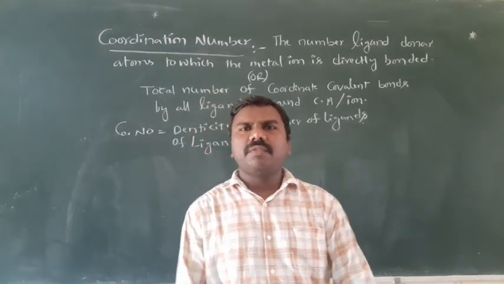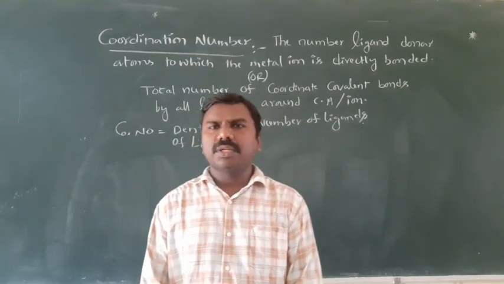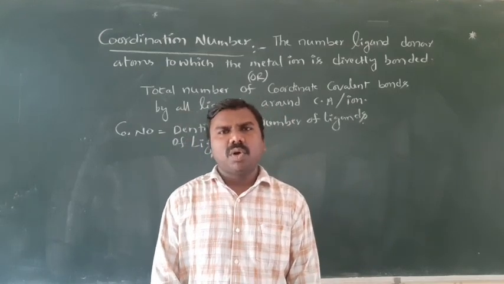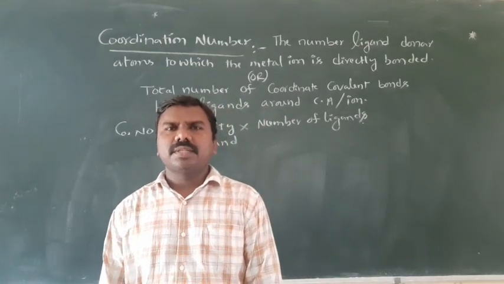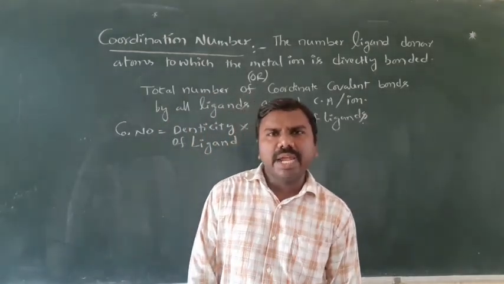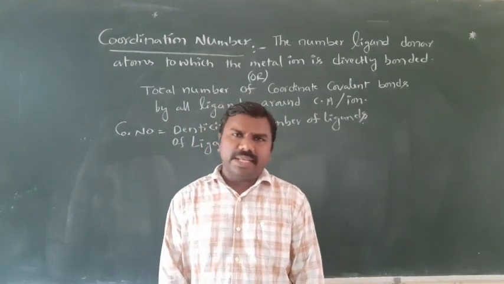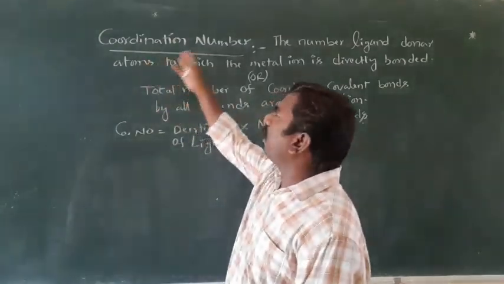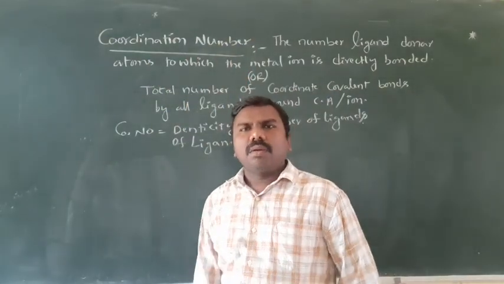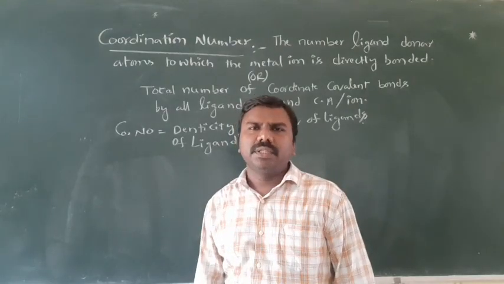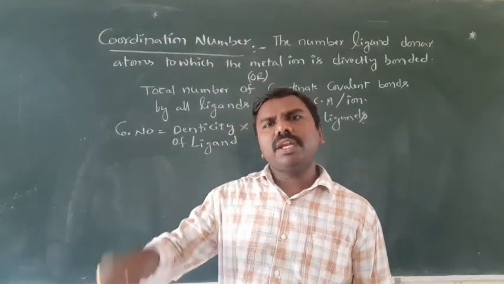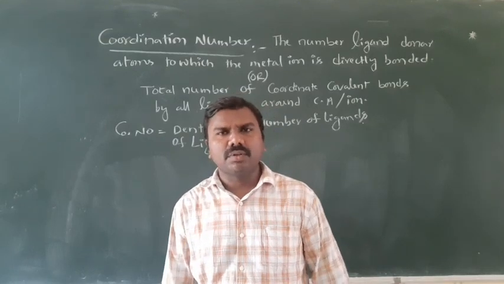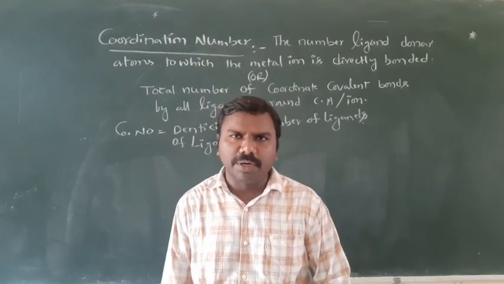Yesterday we started the fundamental terms in coordination compounds. We have already discussed coordination entity, central metal atom, ligand and examples. The next term is coordination number. Coordination number is simply the number of coordinate covalent bonds around the central metal atom or ion.